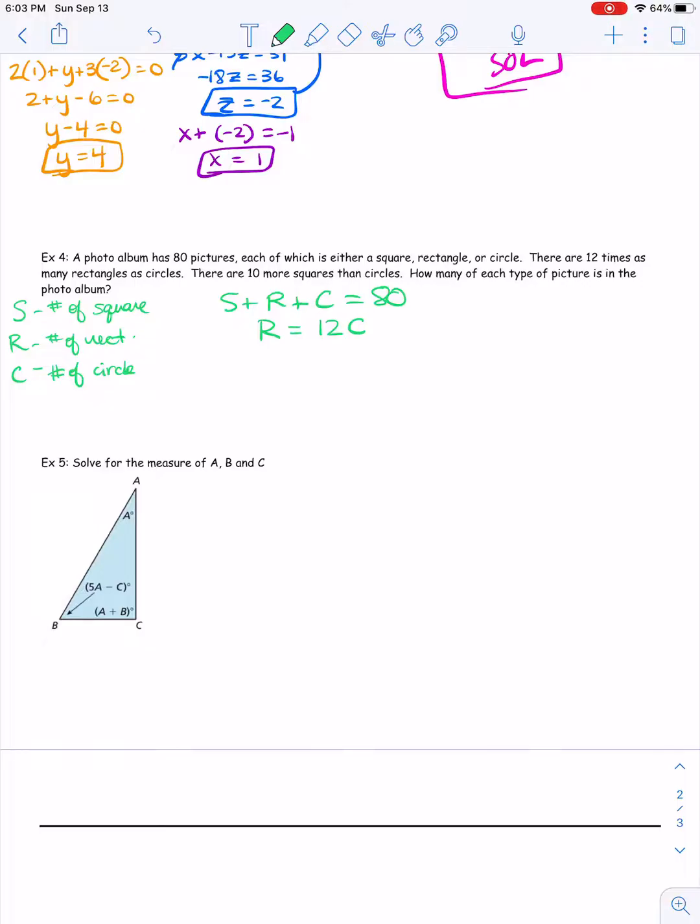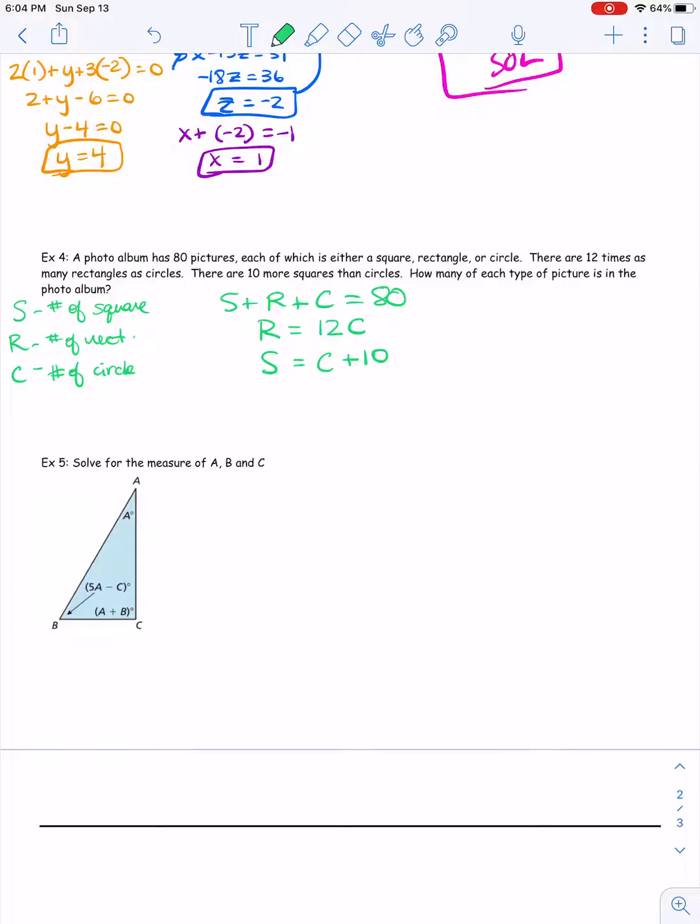And then lastly, it says there are 10 more squares than circles. So the number of squares is equal to the number of circles plus 10. Notice not every single equation has to have all 3 variables. I have 3 variables and I have 3 equations. That's all I'm concerned with.